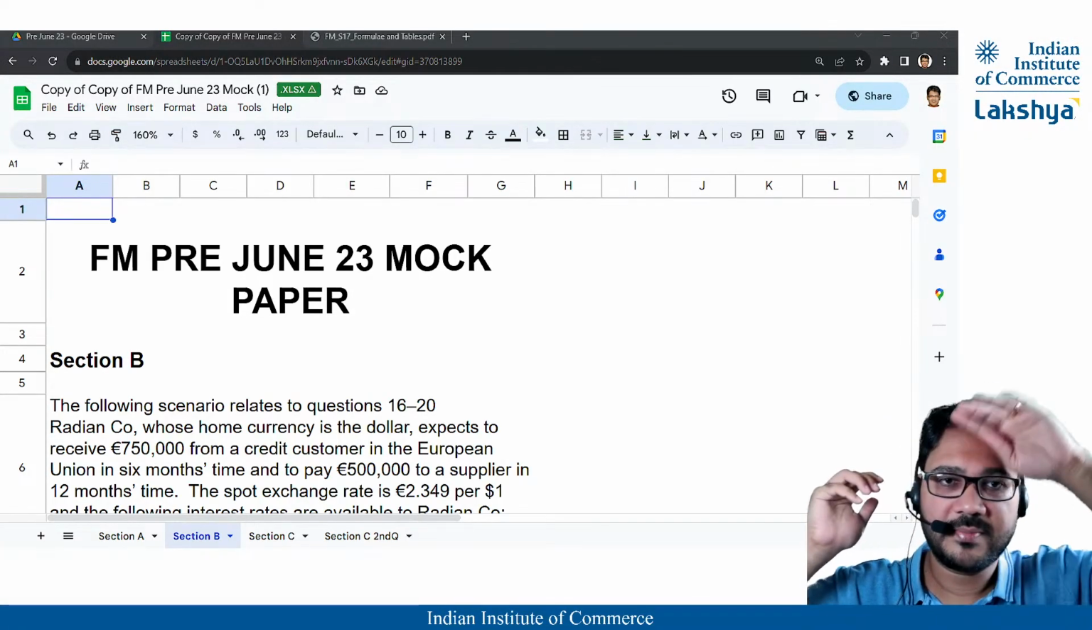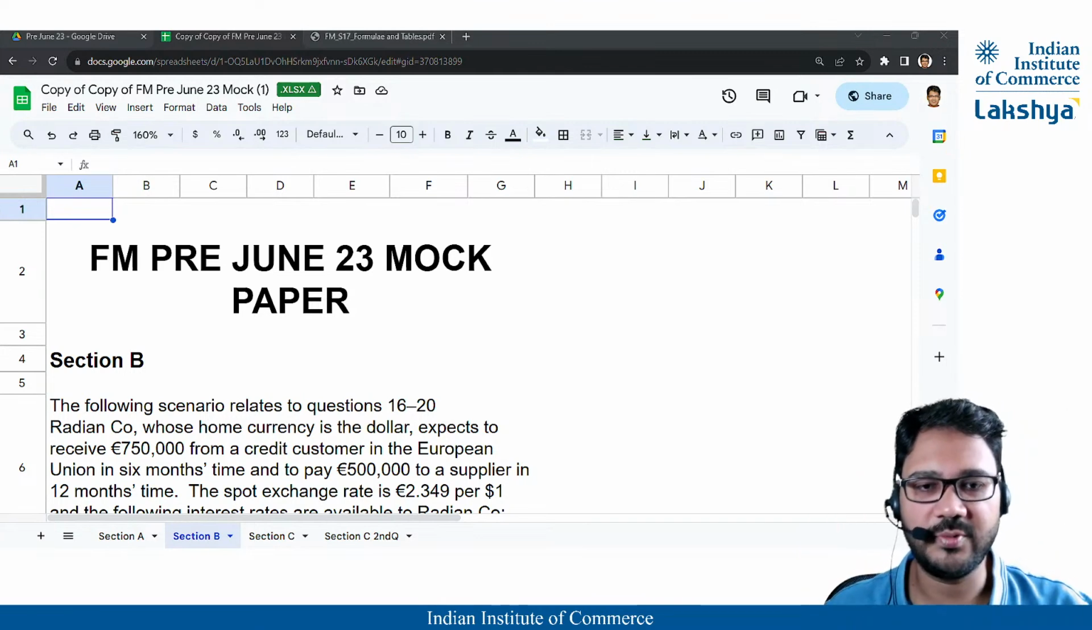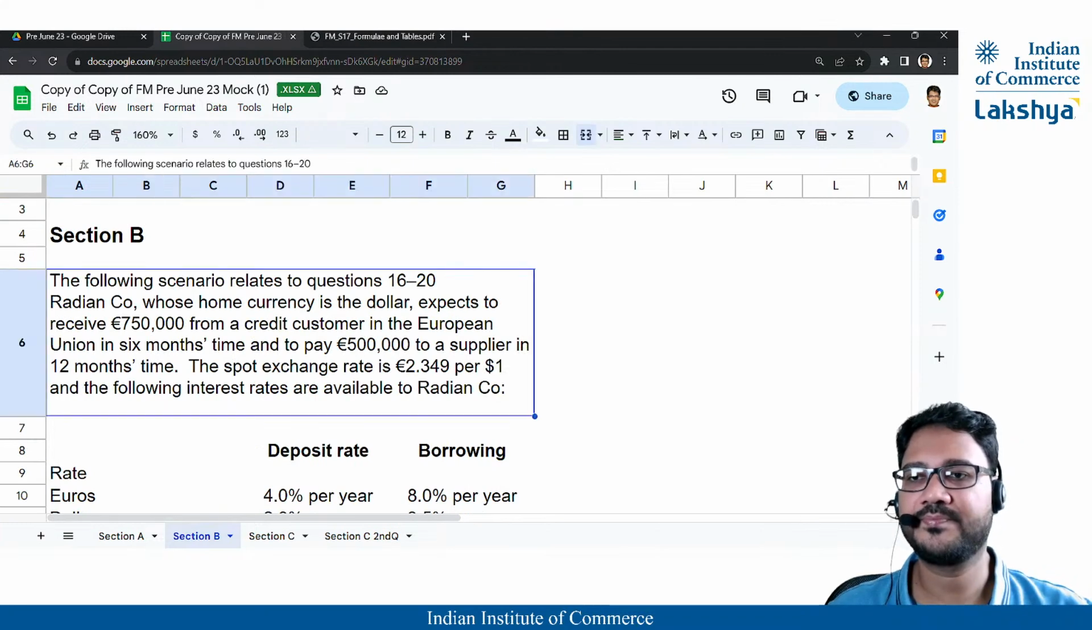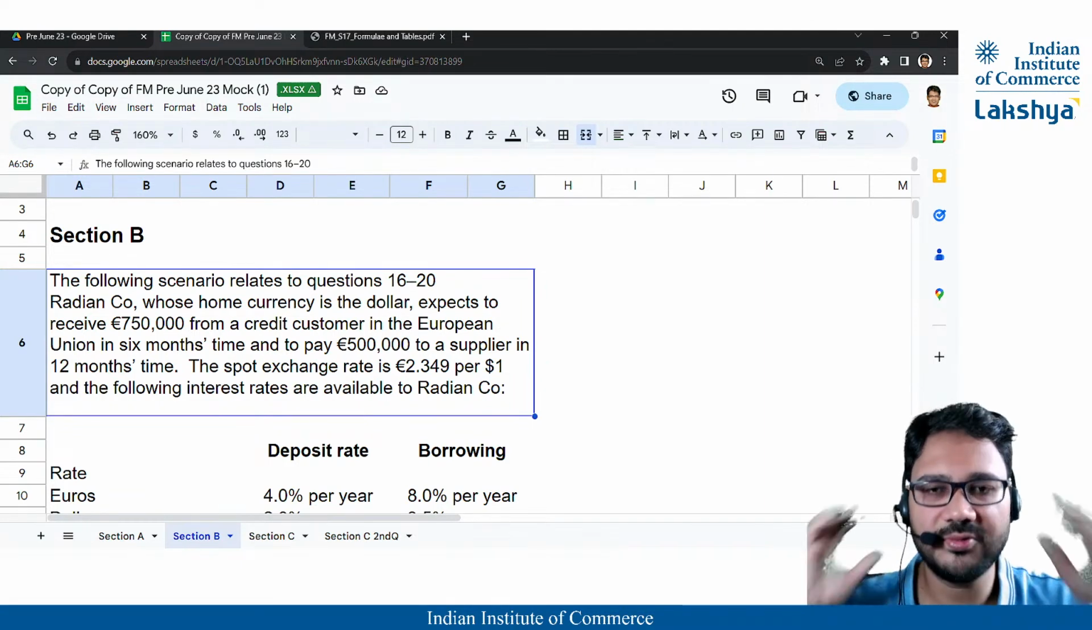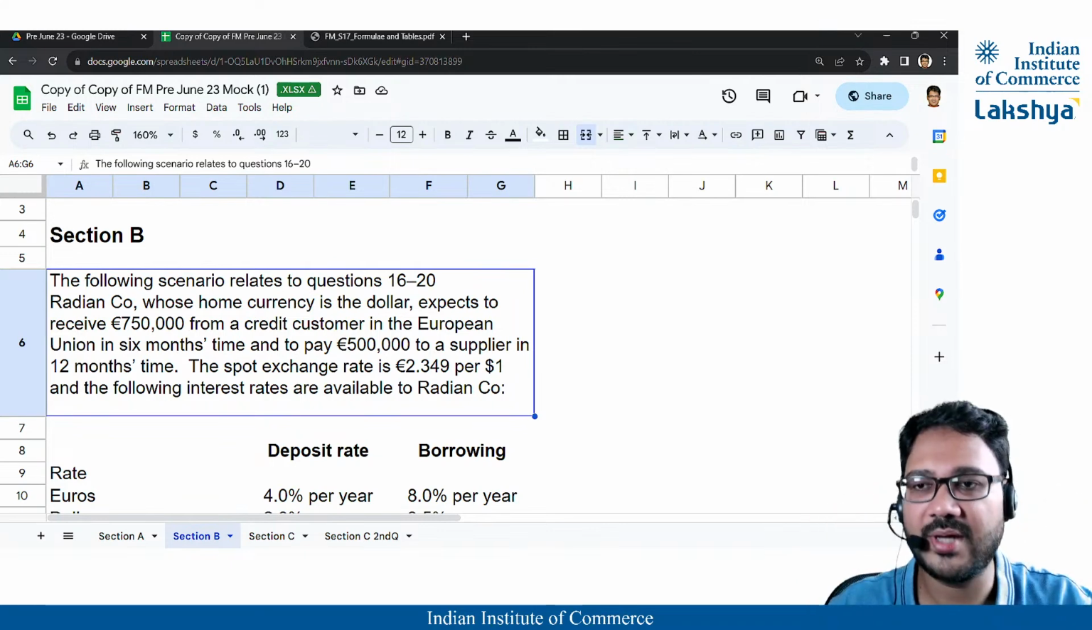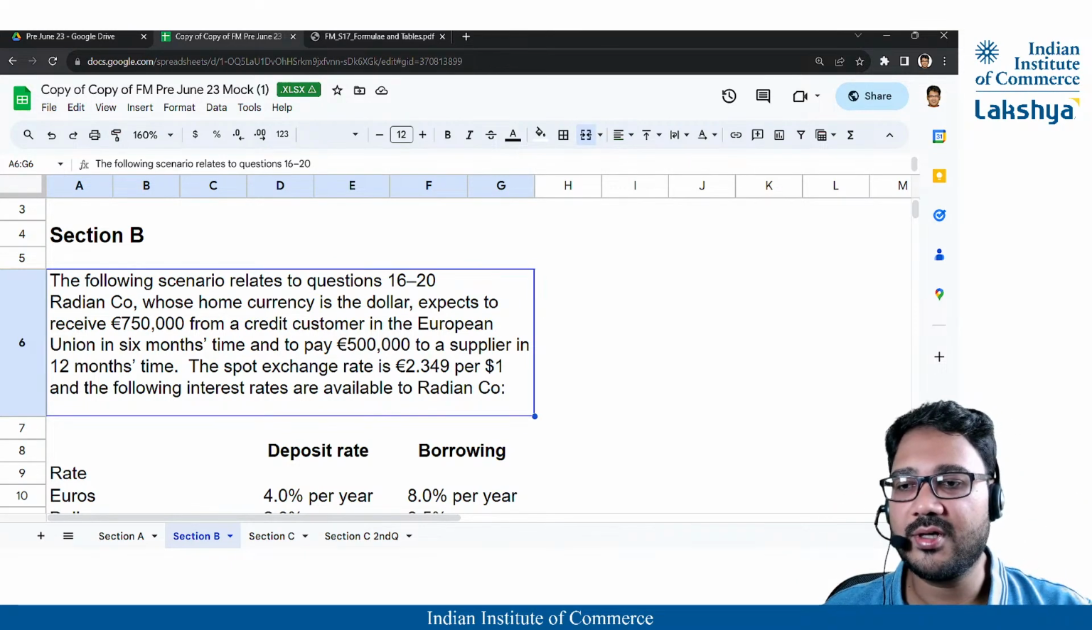All right, welcome back. Let's start with section B. As we discussed, there will be 3 case studies, with 5 questions relating to each case study, 2 marks each, MCQ type.